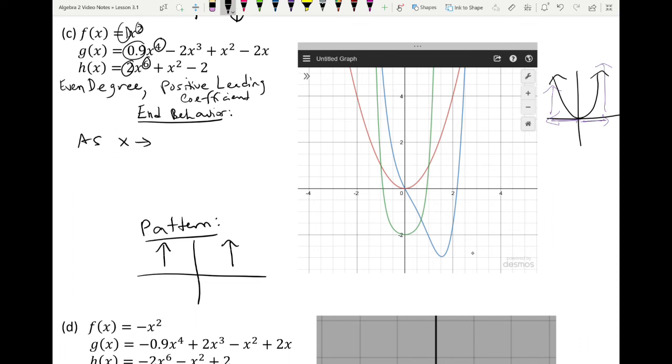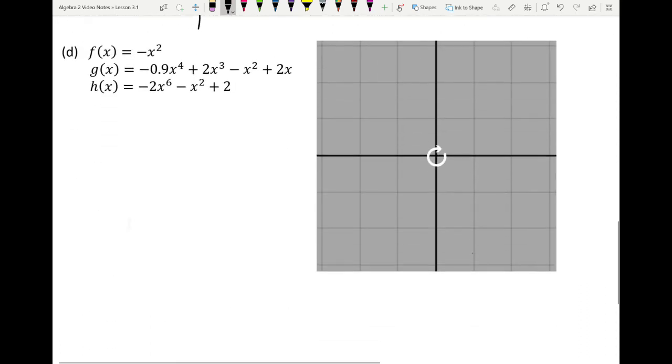So as x approaches positive infinity and gets bigger, y also gets bigger positively. As x gets smaller and smaller, more negative, y continues to go up and up, getting bigger in the positive. All right, now let's look at the last set of functions.